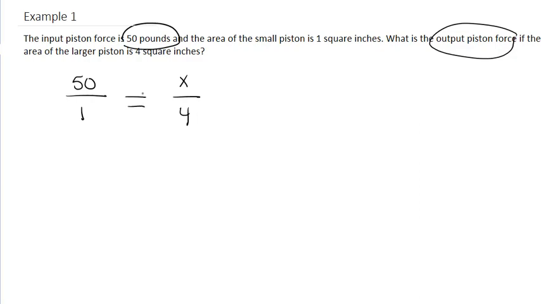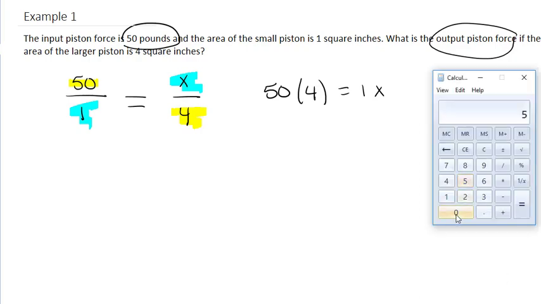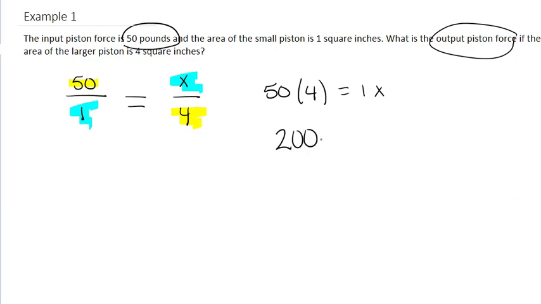And then we're going to put an equal sign because it's a proportion. Then what we do, like we've done before, is cross multiply. We would take 50 times 4, and that would equal 1x. So 50 times 4, which is equal to 200. So we get 200 pounds as the output force.